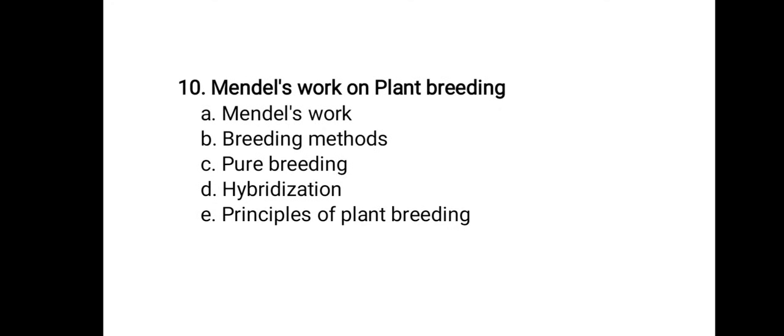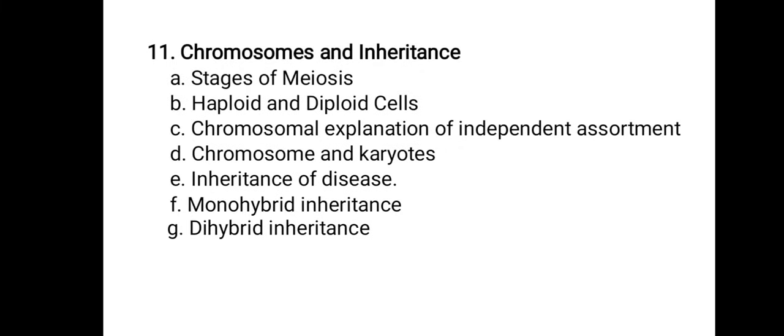That's all about Unit 10, and it's now time for us to look into what we have in Unit 11, which is the last unit for this course outline and its content. In Unit 11, we have chromosomes and inheritance in living organisms. That is what we are going to discuss in Unit 11. And so under Unit 11, we'll discuss the stages of meiosis.